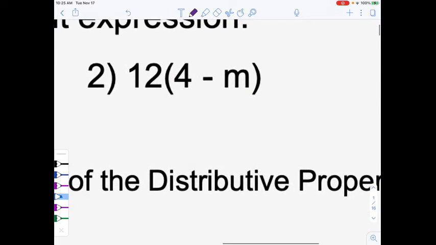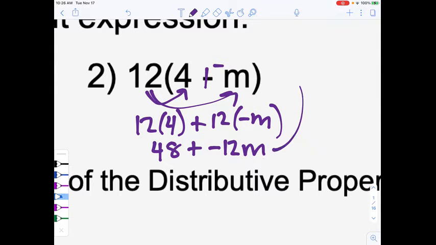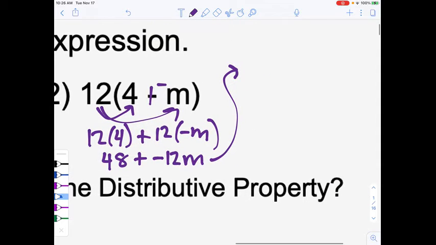The next one, we have 12 times 4 minus m. Again, whenever I say minus, I'm going to add up. Distribute. 12 times 4 plus 12 times -m. 12 times 4 is 48, plus 12 times -m is -12m. And now that I've done that, I don't want to leave it like that because, like I said before, we always want to put that coefficient and variable first. So I'm just going to rewrite it as -12m plus 48, just switching those around.